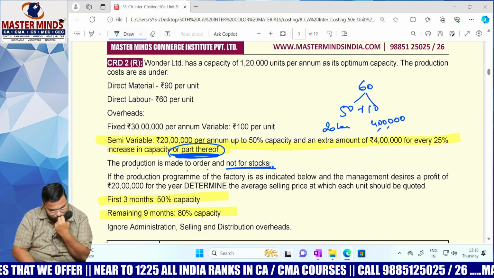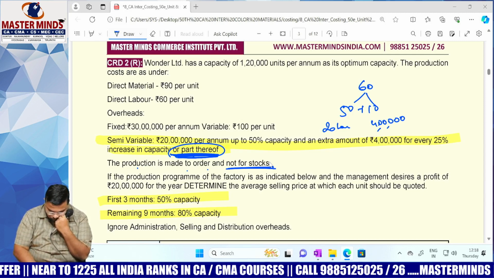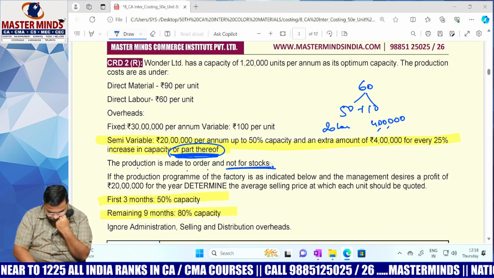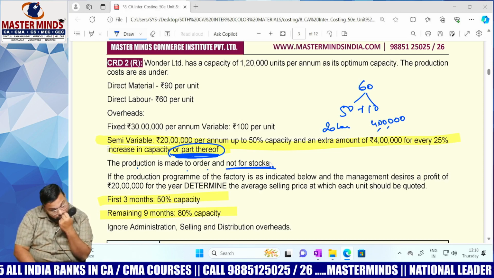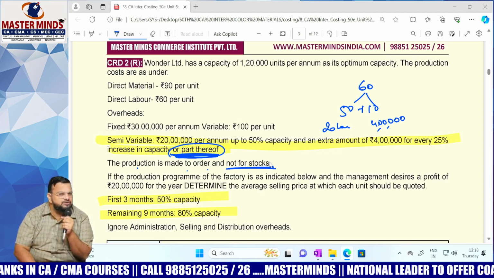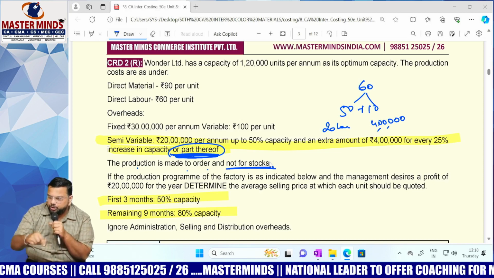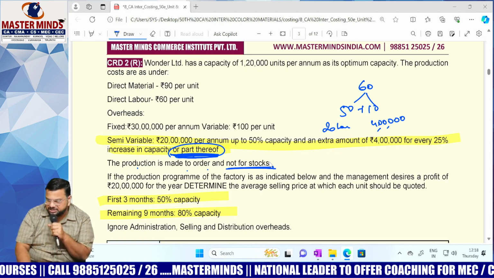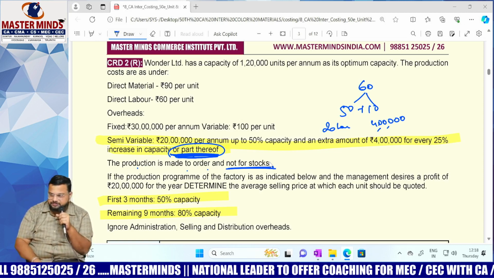If the production program of the factory is as indicated below and the management desires a profit of 20 lakhs for the year, determine the average selling price at which each unit should be quoted. We need to find out the selling price, Nana. Very simple. Find out cost for 3 months, find out cost for 9 months. You will get total cost. To that you add profit, you will get total sales, divided by number of units produced. You will get selling price per unit.